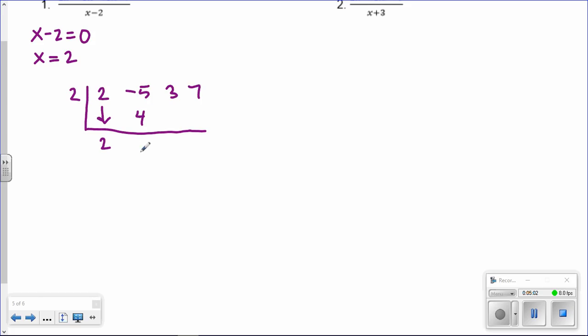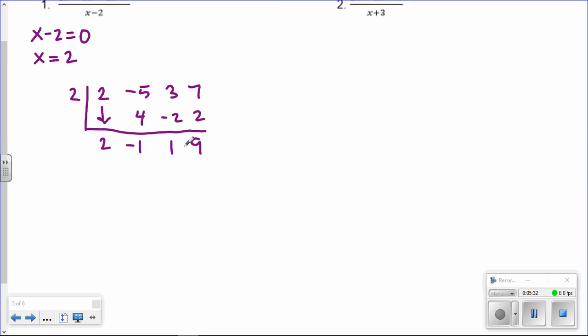Negative 5 plus 4 is negative 1. And then you repeat that process. I'm going to multiply this number times this number. So negative 1 times 2 is negative 2. Then I repeat and add these two numbers. So 3 plus negative 2 is positive 1. And then I multiply 1 times 2, gives me 2. And then I add, gives me 9. All right, so you've officially divided your polynomial by your linear term.